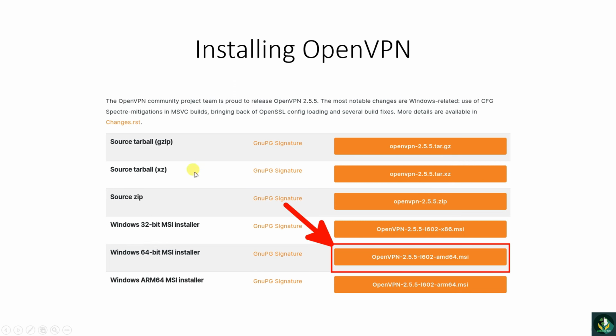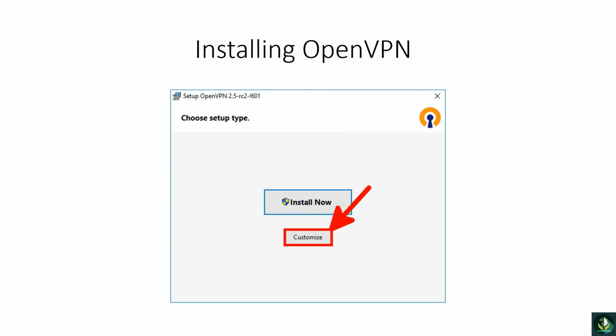Simply download this 64-bit MSI installer, and it will be an exe file. Make sure you install it the same way that I will be showing. You don't need to click Install, you need to click Customize, because you need to customize something in our OpenVPN service. So just click Customize.